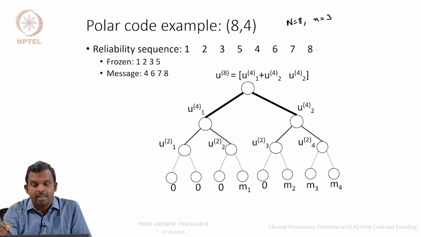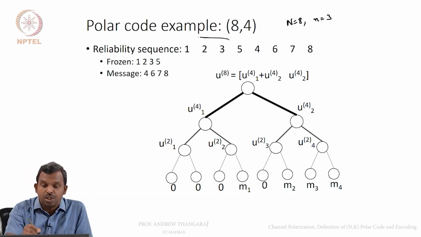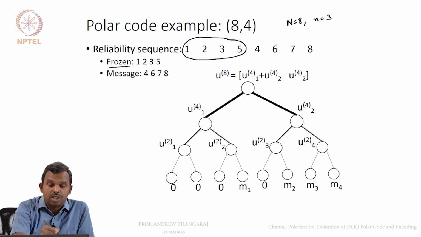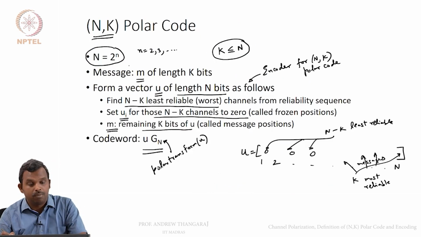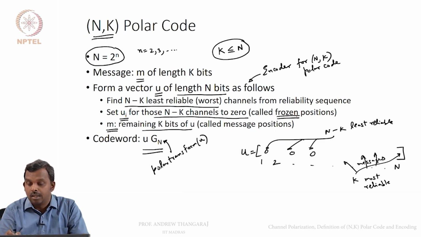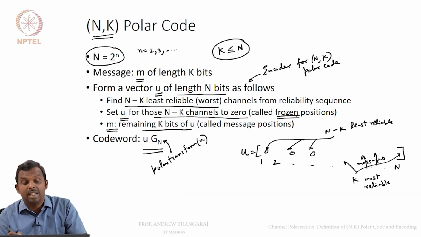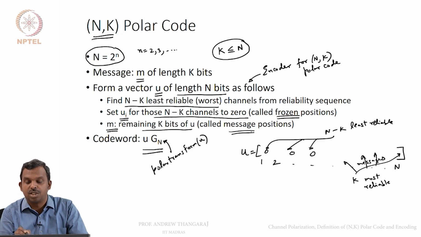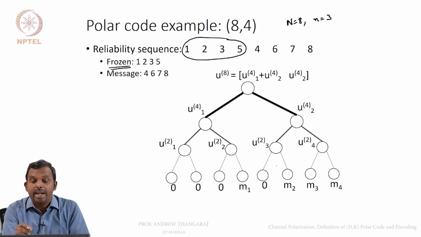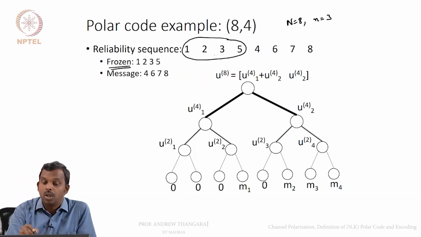This is the reliability sequence. So, the frozen positions, the ones which you choose to be 0, these are called the frozen positions. Once again I think I missed defining that. The n minus k least reliable channels which you set to 0 are called the frozen positions. And then the remaining are message positions. So, if you do the 8, 4 code, the reliability sequence is 1, 2, 3, 5, 4, 6, 7, 8. So, the frozen positions are 1, 2, 3, 5. The message positions are 4, 6, 7, 8.